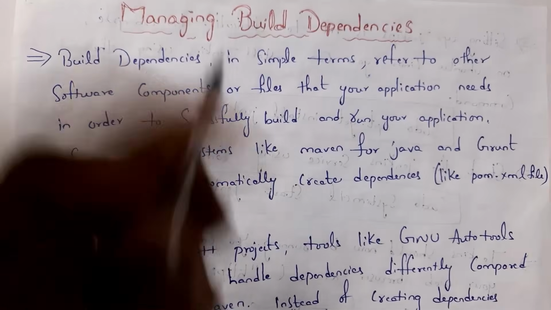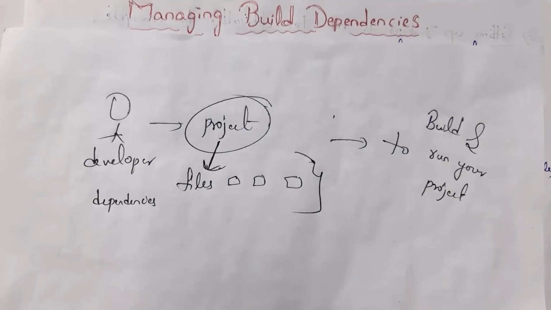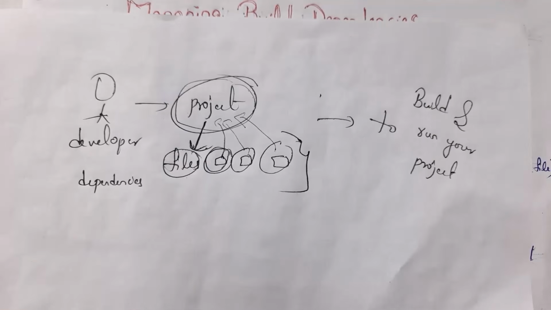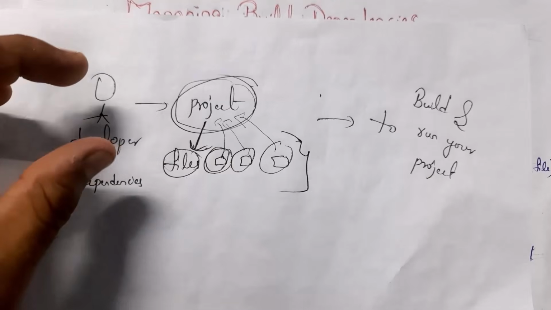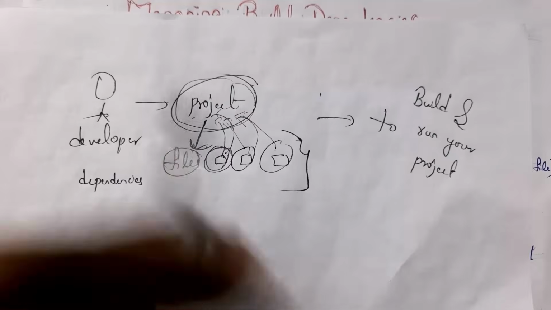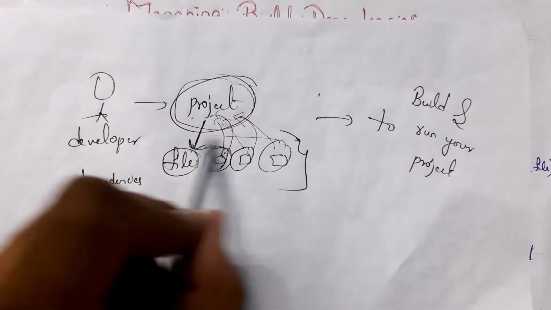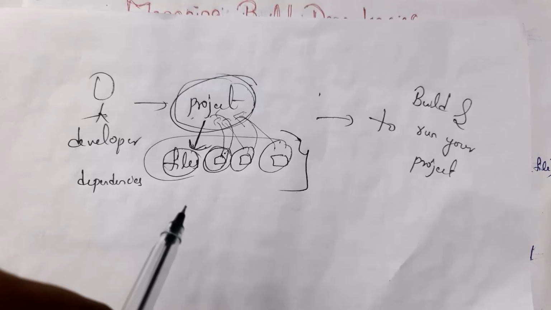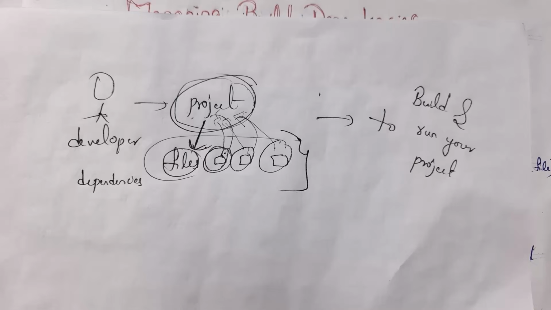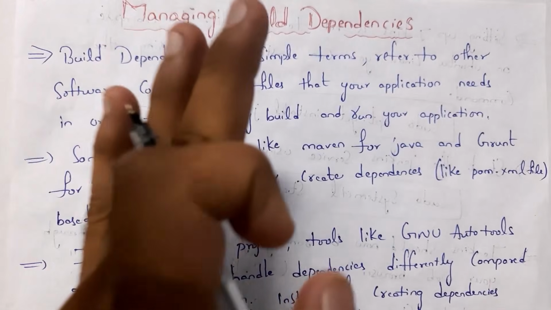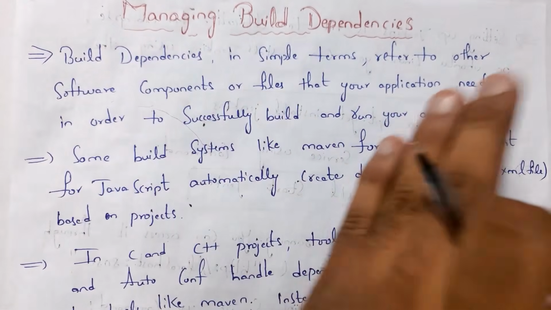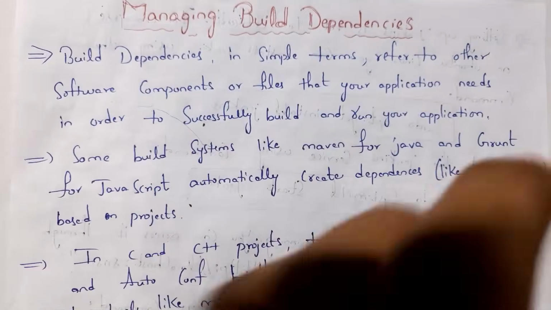Next topic is managing build dependencies. Guys, whenever you develop any project, you cannot directly build and run that project. Before that, whenever any developer develops a project, along with this project, he needs to add some more files to that project in order to build and run it. We call these files dependencies. Only if dependencies are present can we successfully build and run that project, or else we cannot. Build dependencies in simple terms refer to the other software components or files that your application needs in order to successfully build and run.